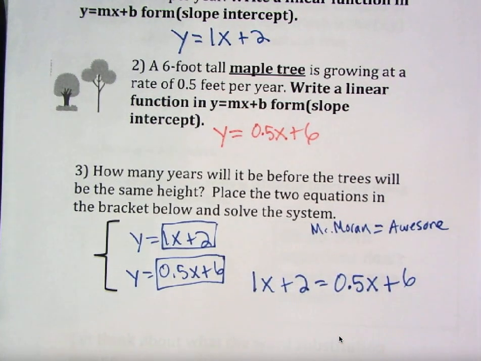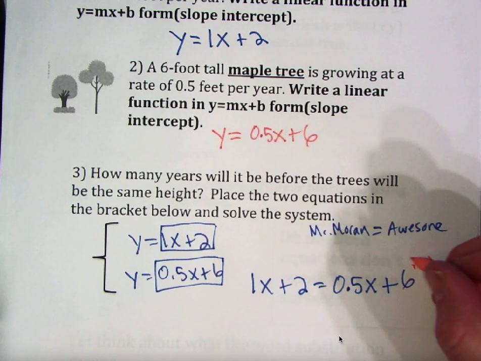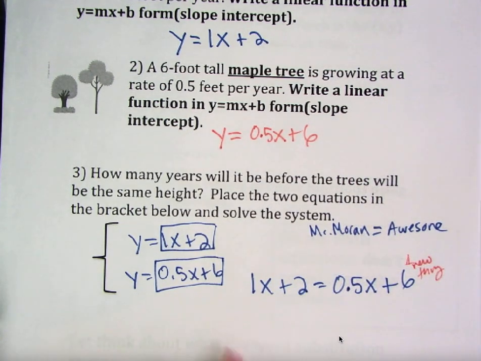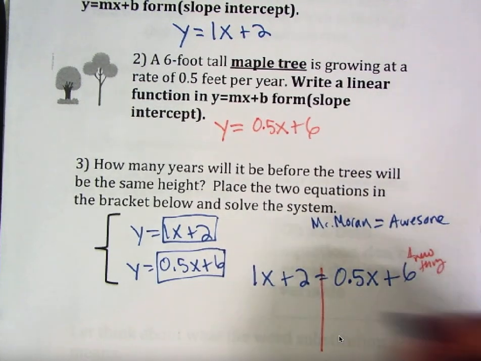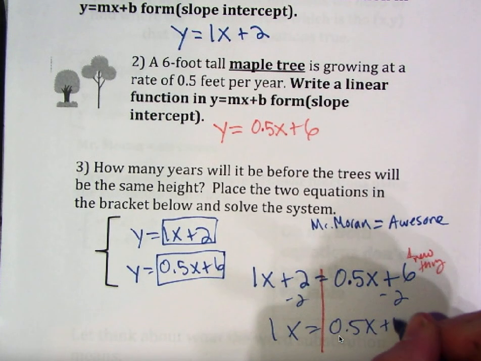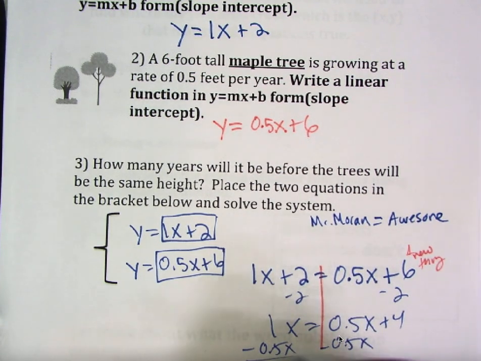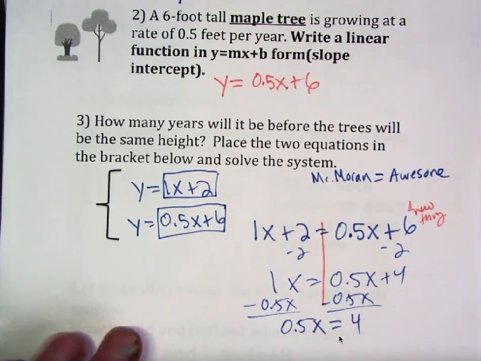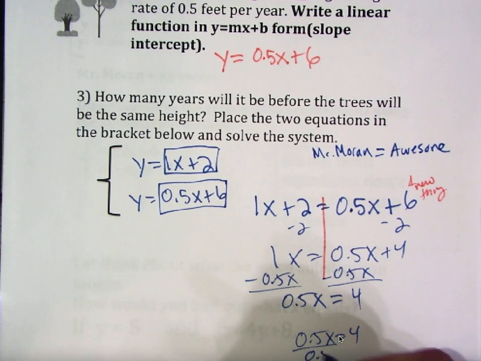Boom. So that's our one new thing that we learned. We can put these two equations together because they both say y equals. Everything after this you've learned before in practice. We're going to solve the equation. Take away 0.5x from both sides. And then we're going to divide both sides by 0.5.